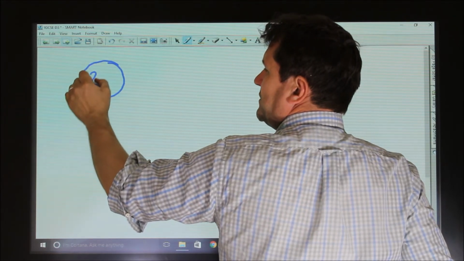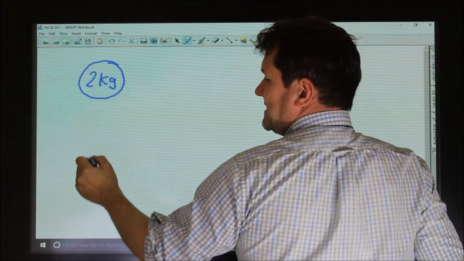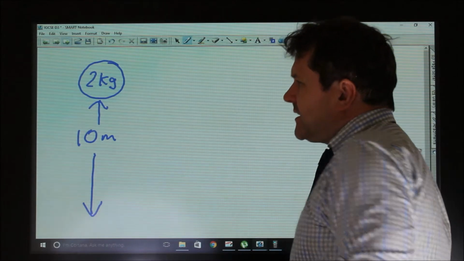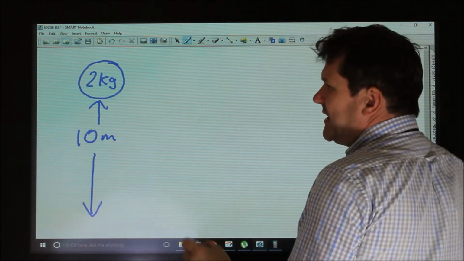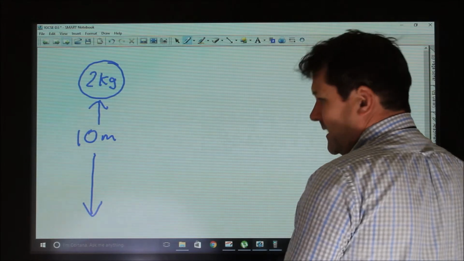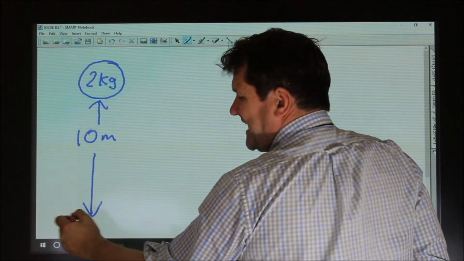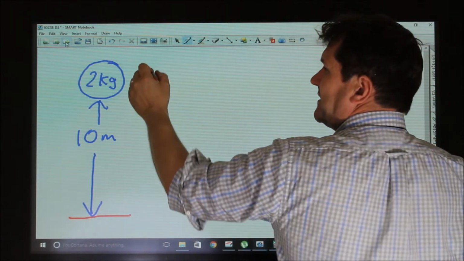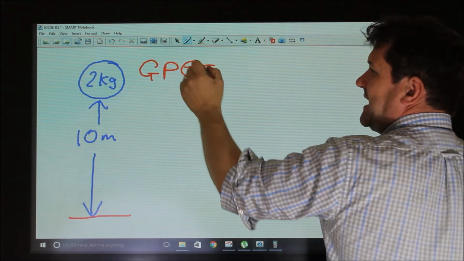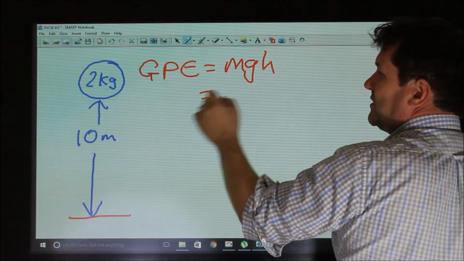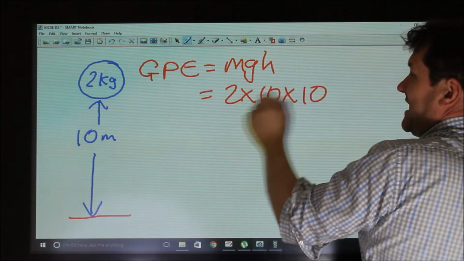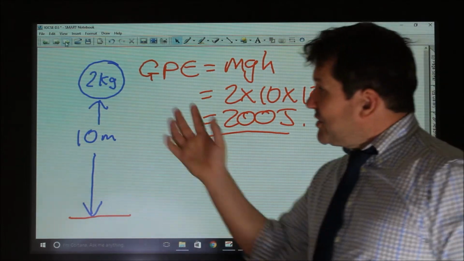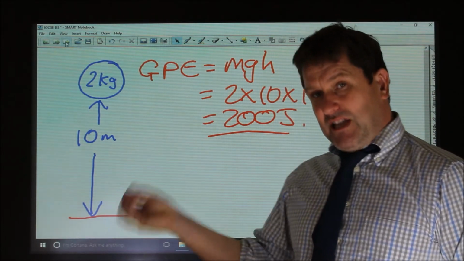If we take a 2 kilogram ball at a height of, say, 10 meters above the ground, we could ask: if this ball was to fall, what would be its velocity the instant it hit the ground? So you would say its gravitational potential energy at the beginning is mgh, which is 2 times 10 times 10, which is 200 joules. So this ball has 200 joules of gravitational potential energy.